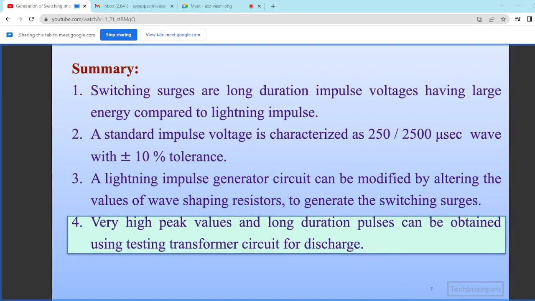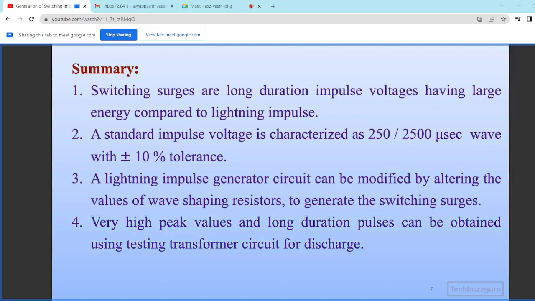And lastly, very high peak values and long duration pulses can be obtained by using a circuit that utilizes testing transformers for the purpose of discharge through the test object. So this way the topic on generation of switching impulse voltages is covered through this video.